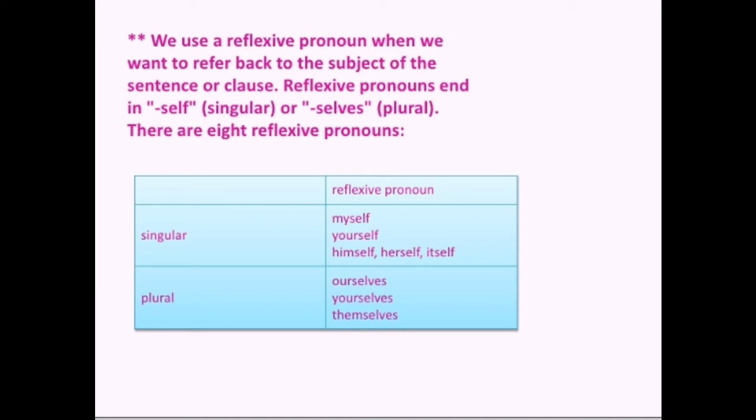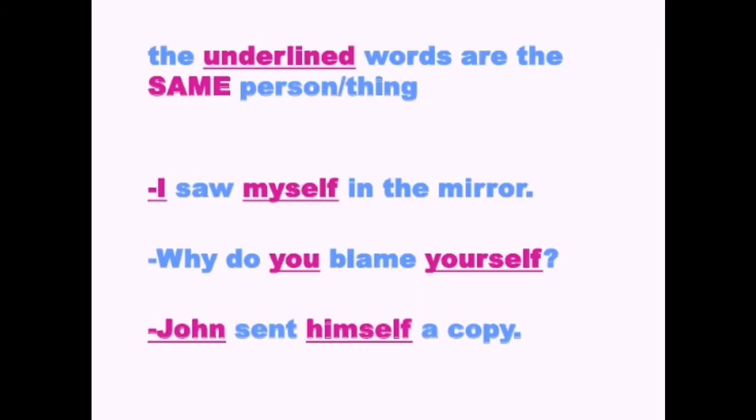Just see, these are 8 reflexive pronouns. Singular, if we see, myself, yourself, himself, herself, itself. These are singular reflexive pronouns. If we talk about plural, ourselves, yourselves, themselves. Okay, so these are reflexive pronouns which refer back to the subject. Just see, the underlined words are the same person or thing. Like, I saw myself in the mirror. So I saw whom? Myself. I and myself are the same. Why do you blame yourself? Again, you and yourself are the same. John sent himself a copy. So John and himself are the same.